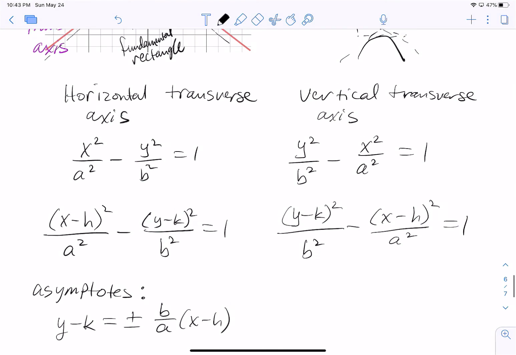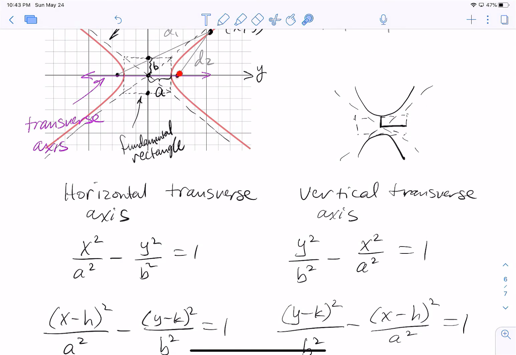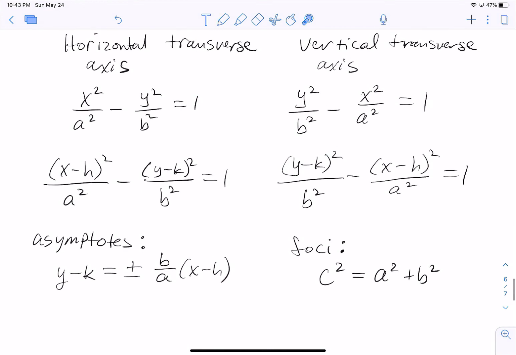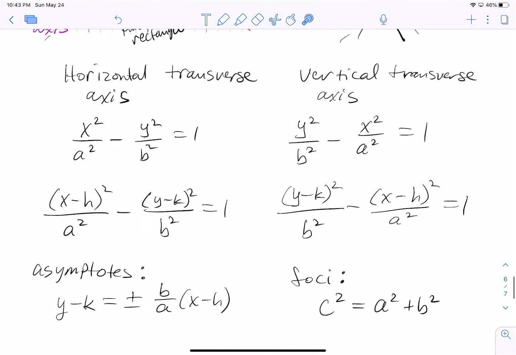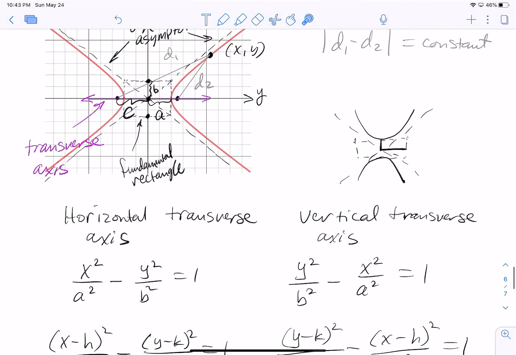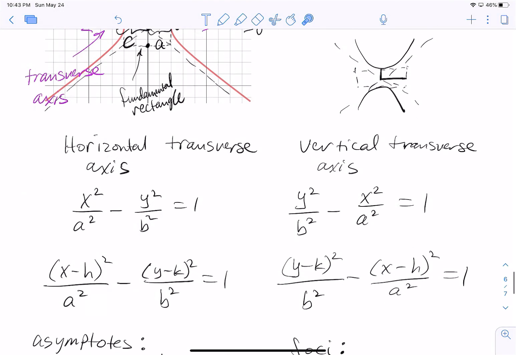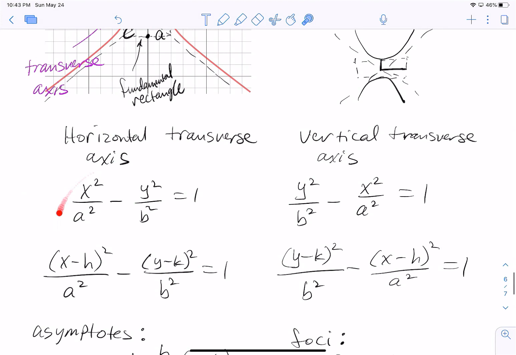As for the foci, we wrote them down here. The distance between the focus and the center is going to be c. And for a hyperbola, we have what looks just like the Pythagorean theorem, c squared is equal to a squared plus b squared. Now, again, a could be bigger than b, b could be bigger than a. It makes no difference as far as the hyperbola is concerned. What makes it so that a hyperbola opens left or right, or up or down, is which term, x squared or y squared, is positive.